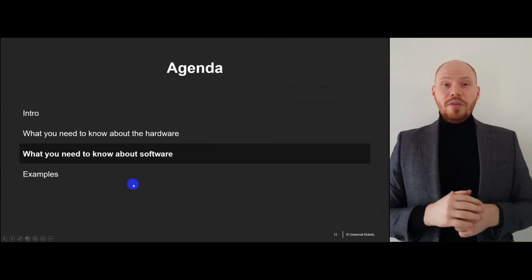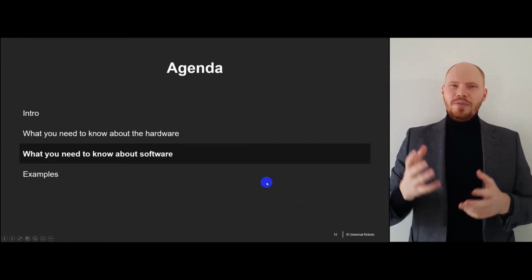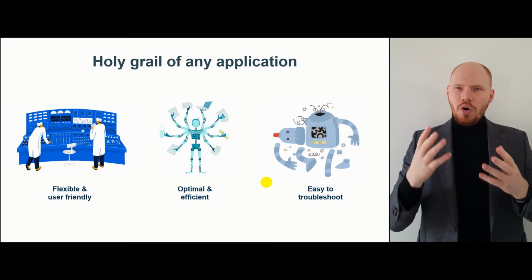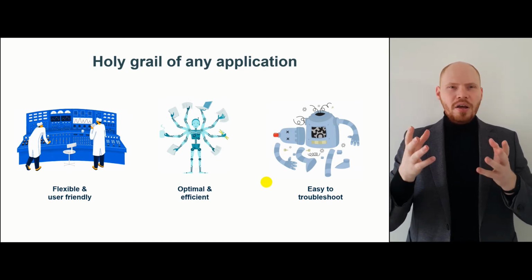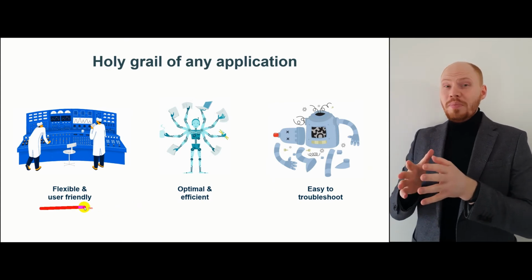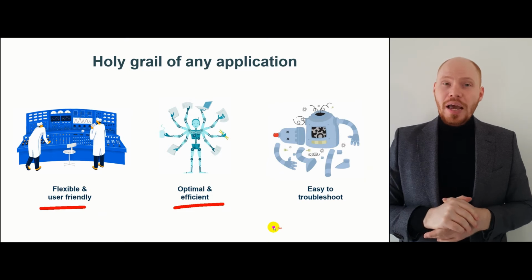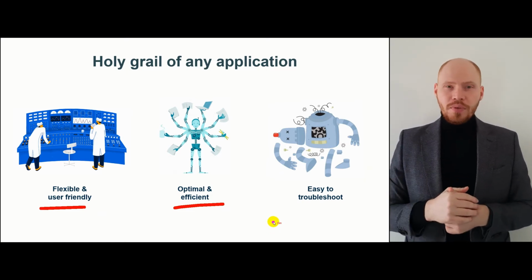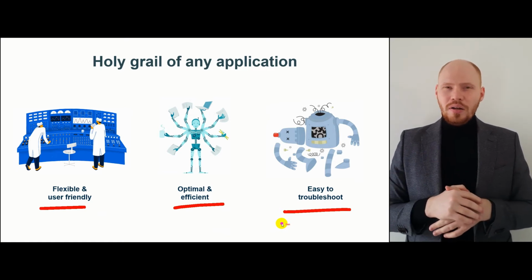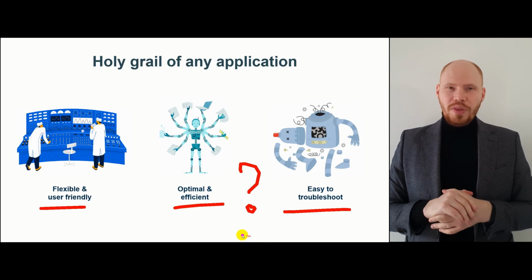Alright, we've covered the hardware part with you, let's talk about the software. Software is the brain of your application, and typically you're looking for the holy grail. That means that your software has to be flexible and user-friendly, it has to optimize performance of the robot or at least make the operation efficient, and it has to be easy to troubleshoot. From our experience, you usually cannot achieve all of them at once, maybe only one or two of them.